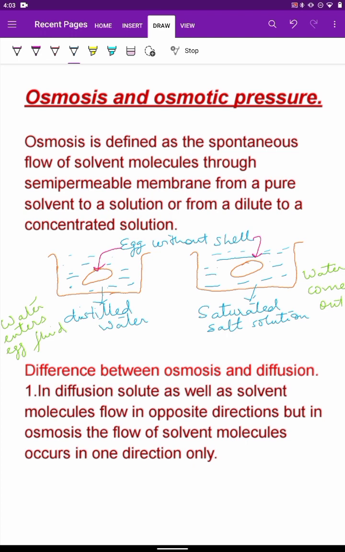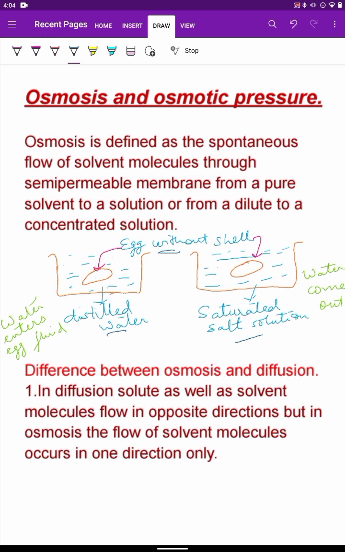A similar situation we can see if we take eggs without shells. Now how do we get eggs without shells? If we keep the eggs for some time in dilute hydrochloric acid, then the hard shell will be removed by dissolving in the acid. So we will get two eggs which have no shell. Now one of the eggs we can dip in distilled water, the other one we can keep in a beaker containing saturated salt solution.